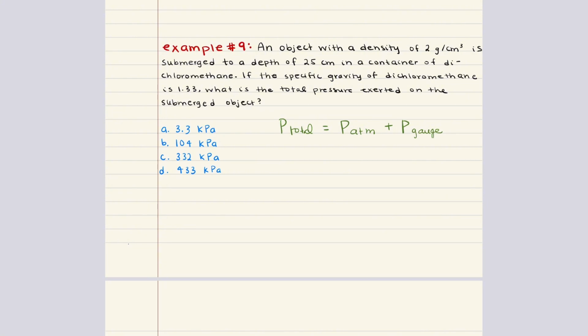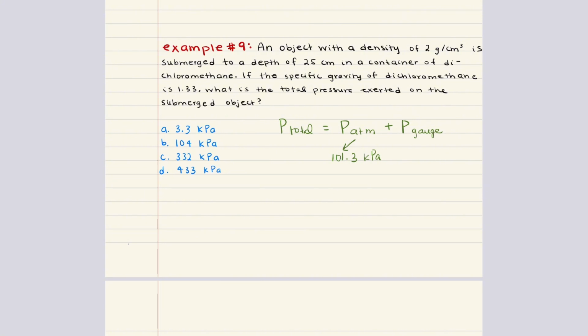This is going to be mathematically expressed in this way that says P total is equal to atmospheric pressure that's acting on the surface of the liquid plus the gauge pressure due to the liquid column above the object. Now here, the atmospheric pressure is equal to 1 atmosphere, which is also equal to 101.3 kilopascals at sea level.